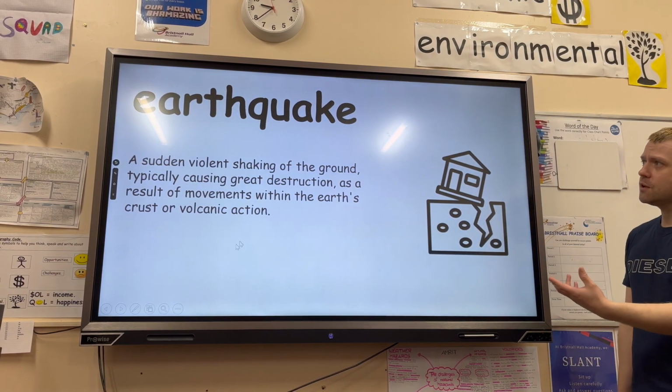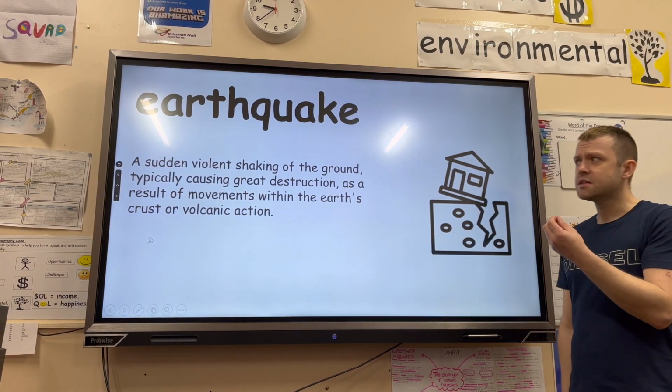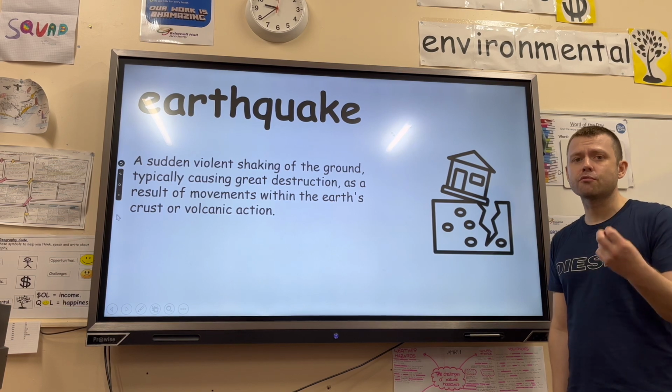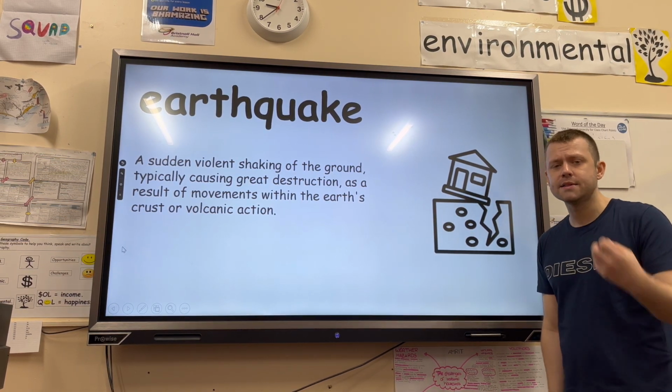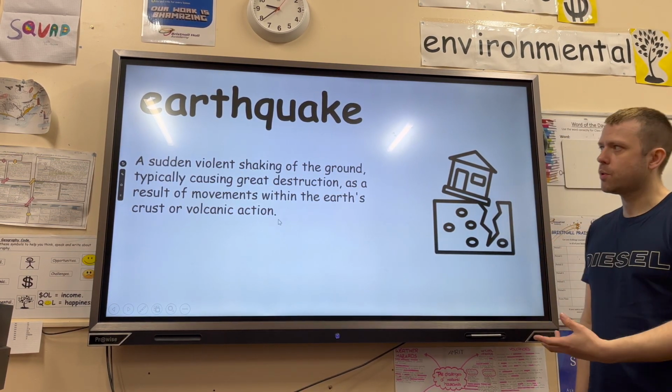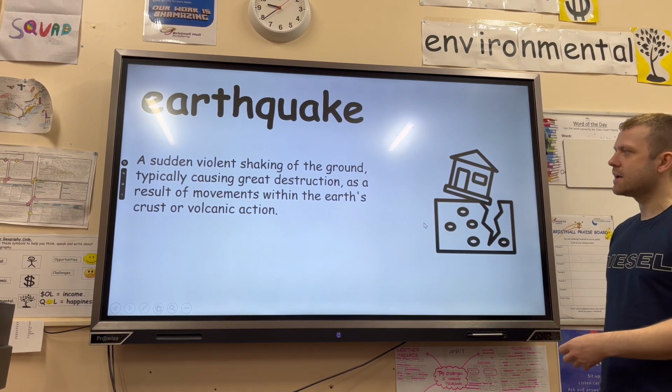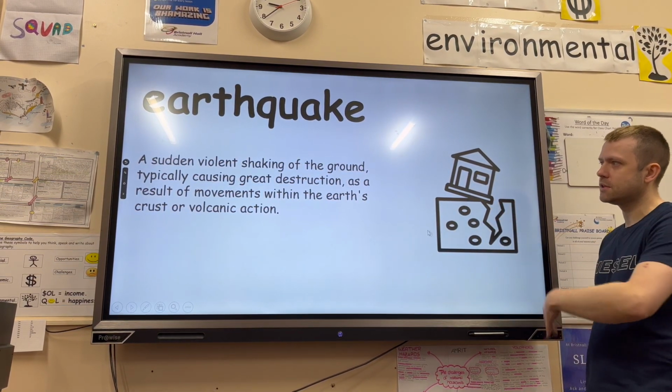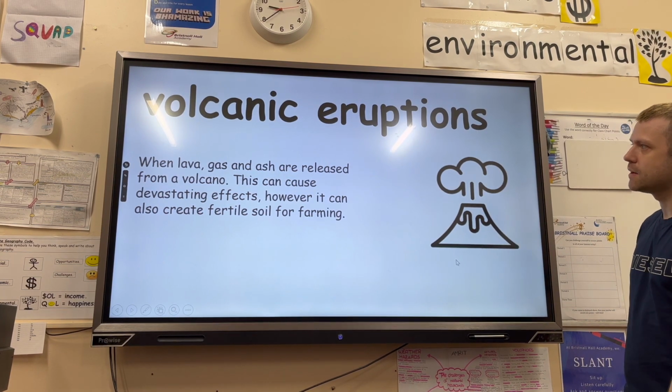So, the first keyword we're going to look at is earthquake. In simple terms, an earthquake is when the ground shakes. For example, Haiti had a 7.0 earthquake in 2010 and it caused devastating damage. The shaking ground caused buildings to collapse and the death of 250,000 people.